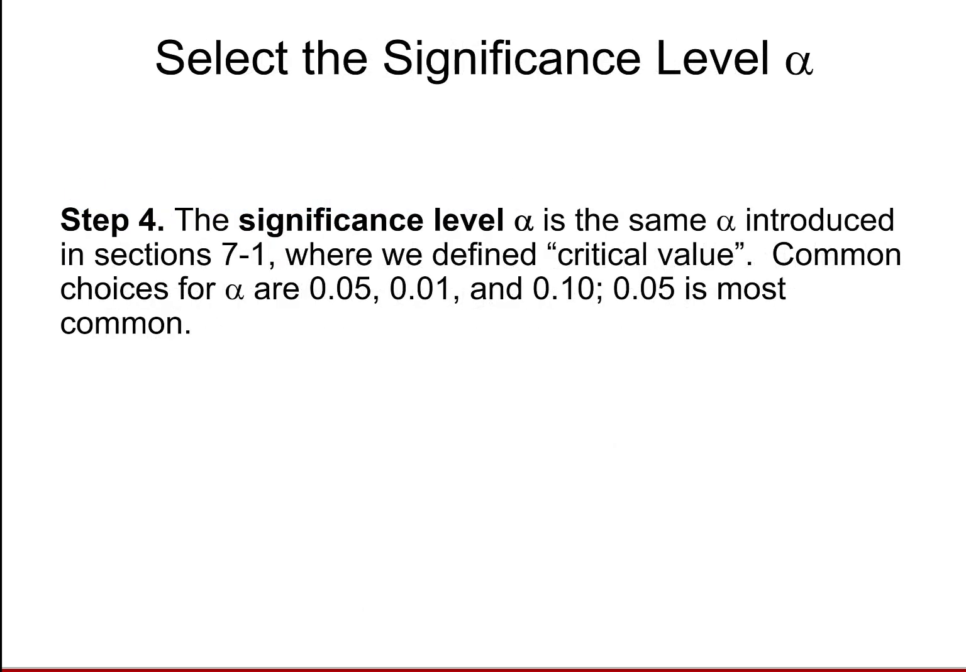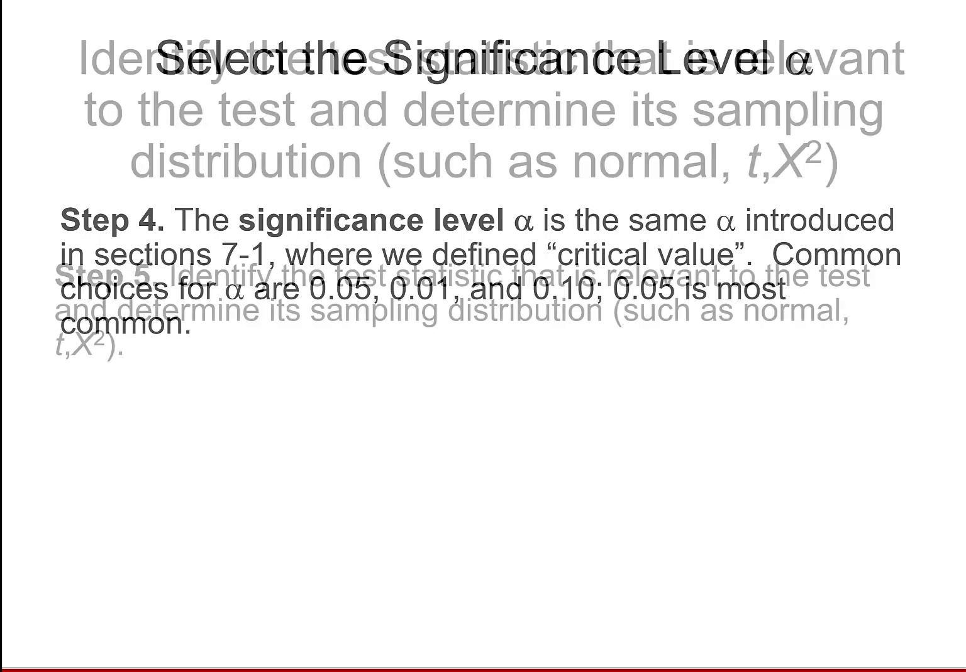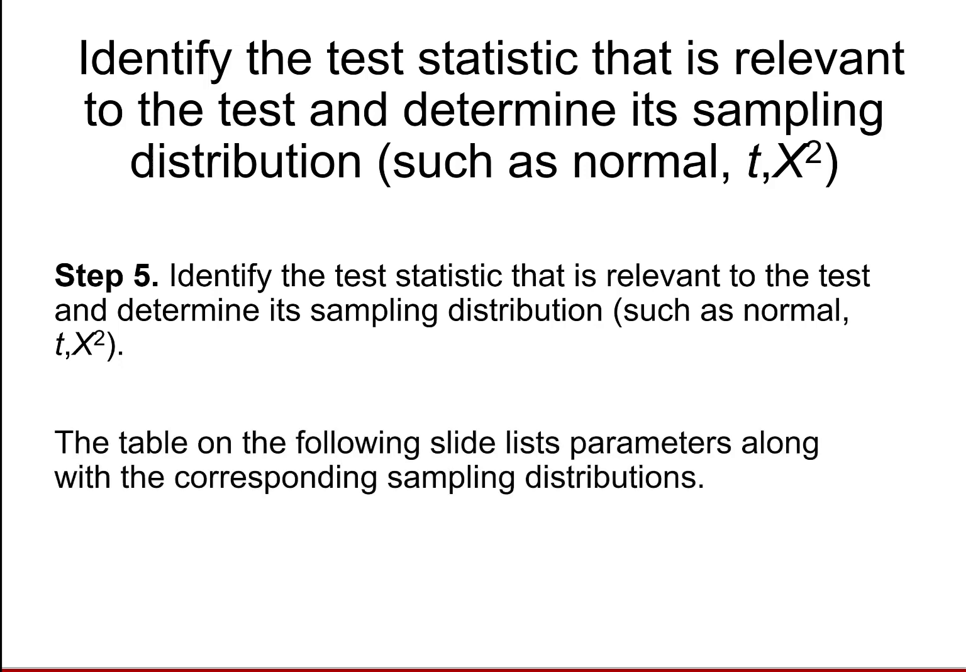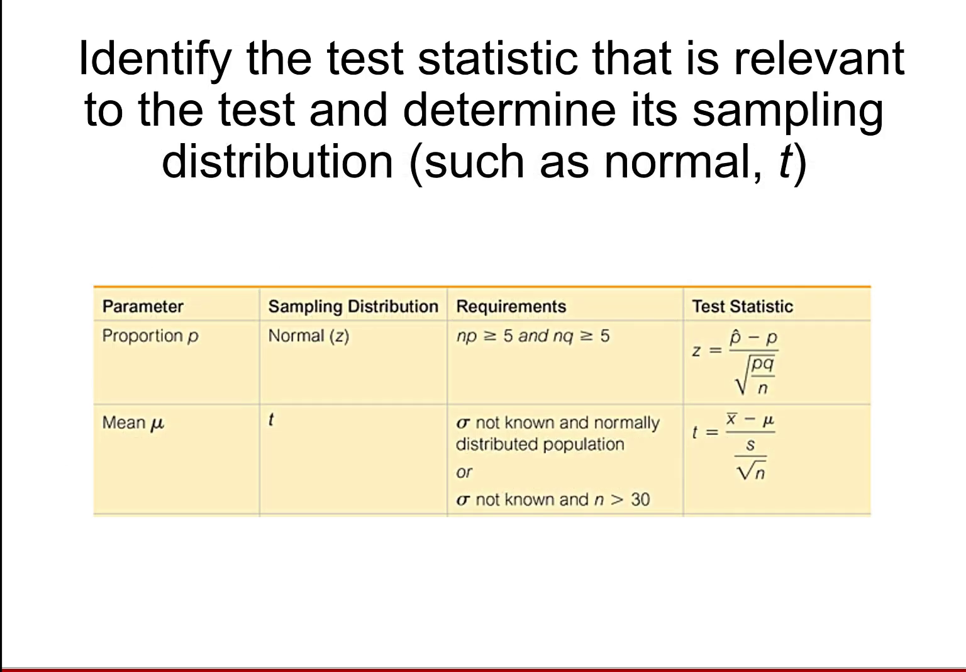Significance levels commonly used are 0.05, 0.01, 0.1. The most common is 0.05. Step 5 is what test statistic is relevant to the test, and we want to determine its sampling distribution. In this course, we'll use the normal, the t distribution, and we'll also use a chi-square distribution.